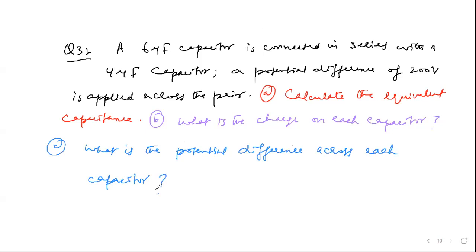Repeat the question. A 6 microfarad capacitor is connected in series with a 4 microfarad capacitor. Potential difference of 200 volt is applied across the pair. Part A, calculate the equivalent capacitance. Part B, what is the charge on each capacitor? Part C, what is the potential difference across each capacitor?